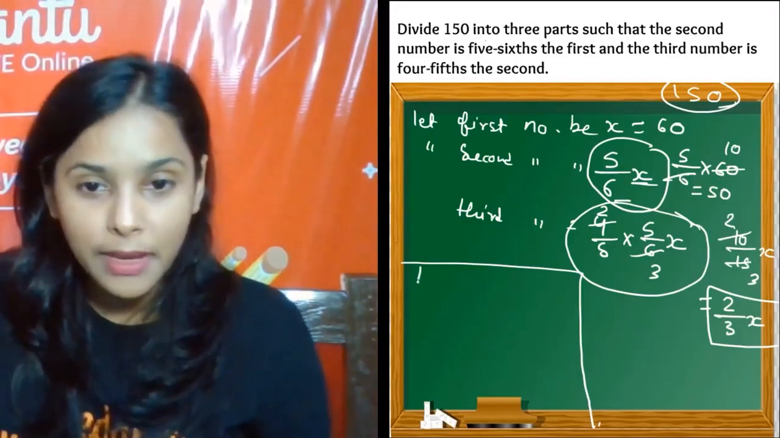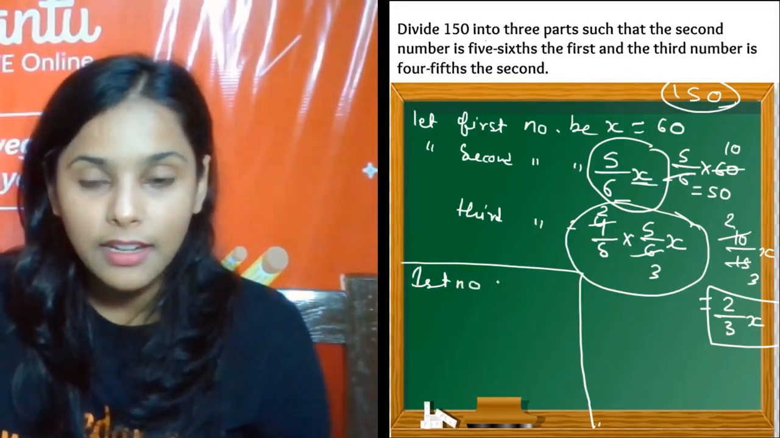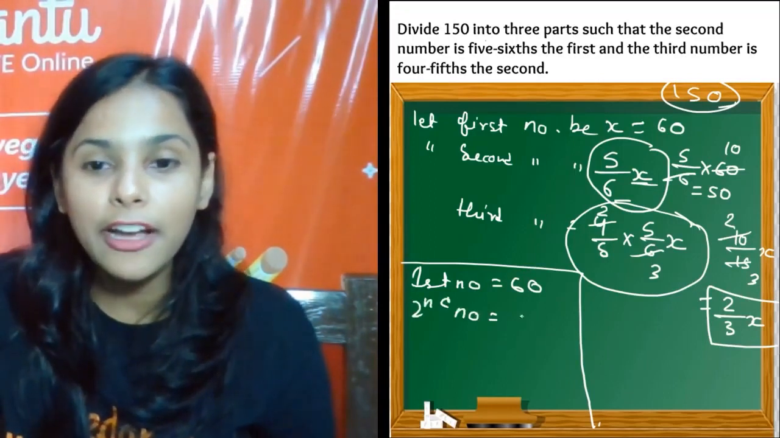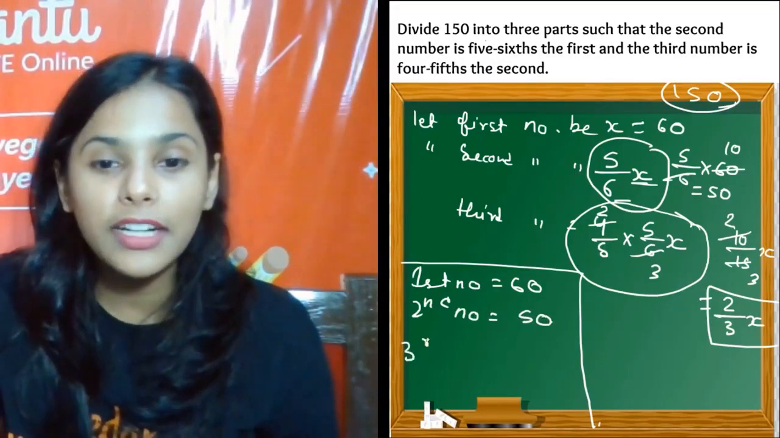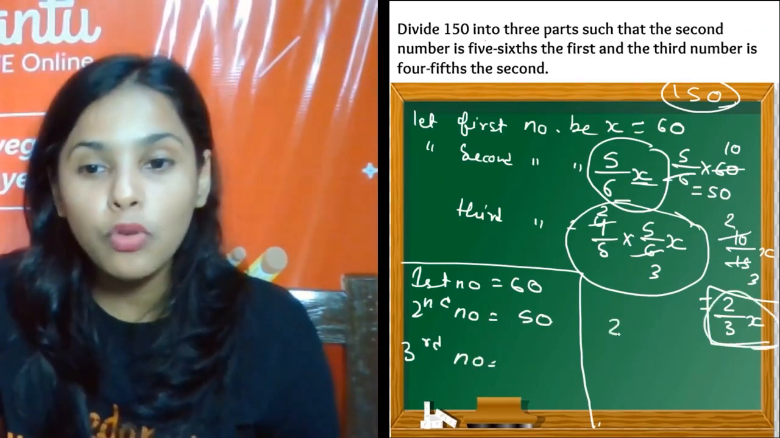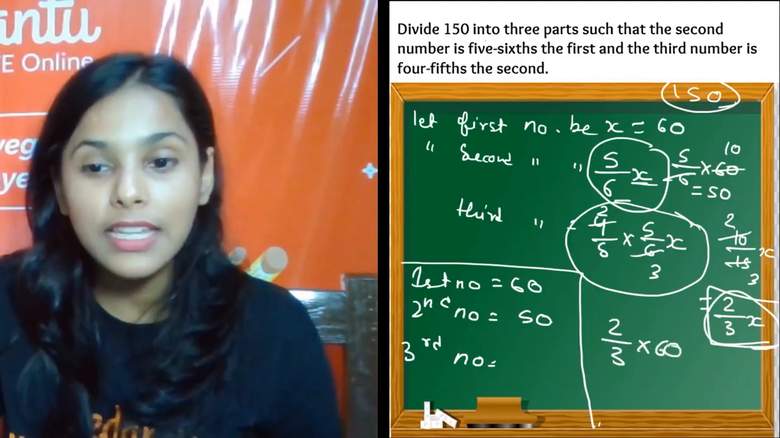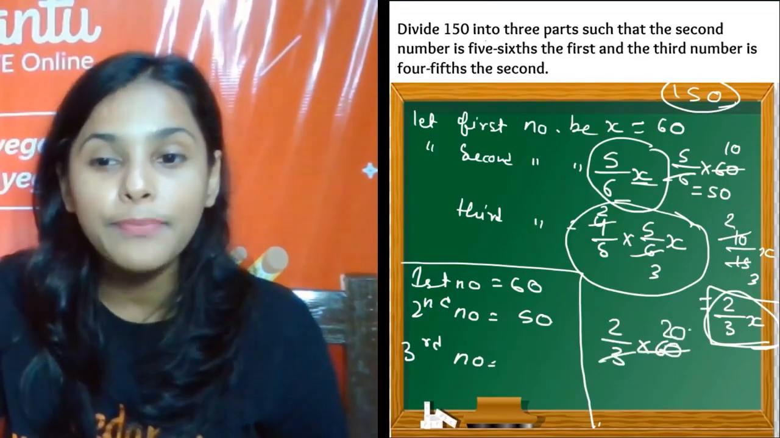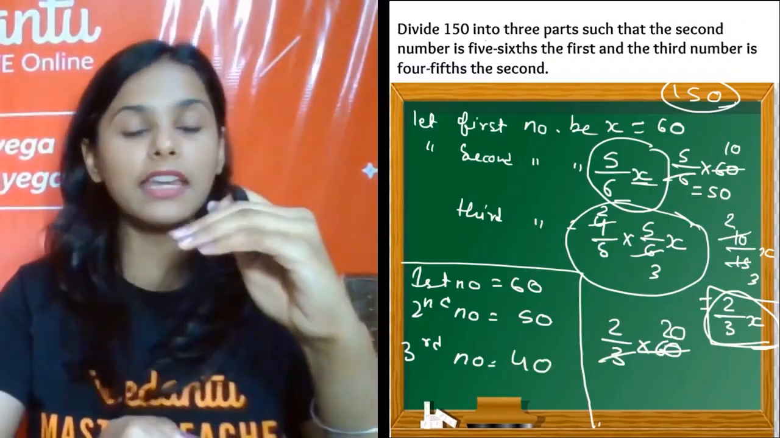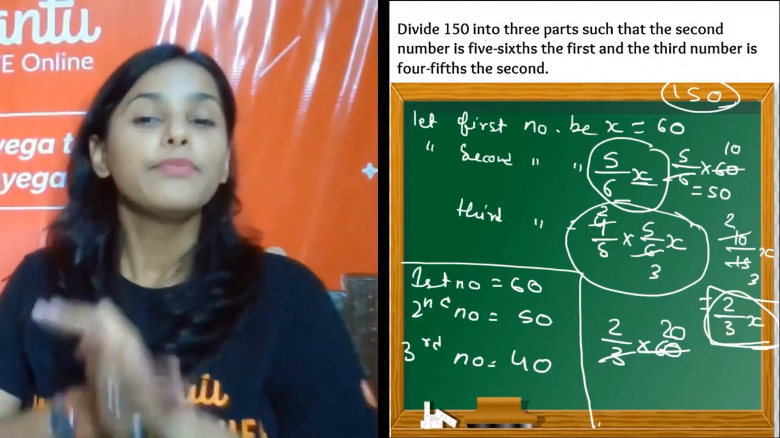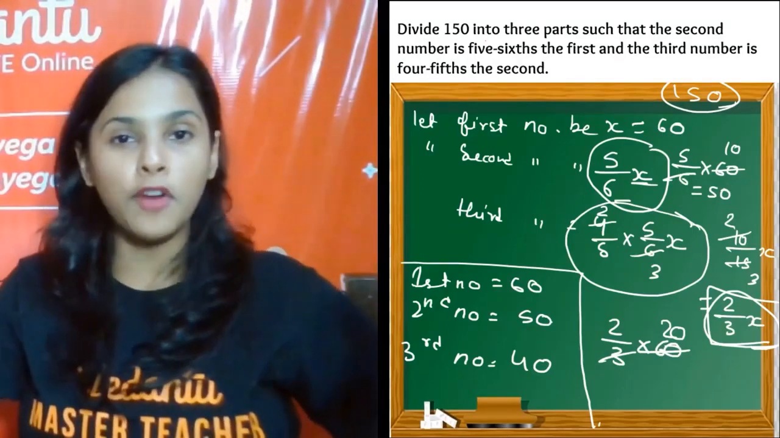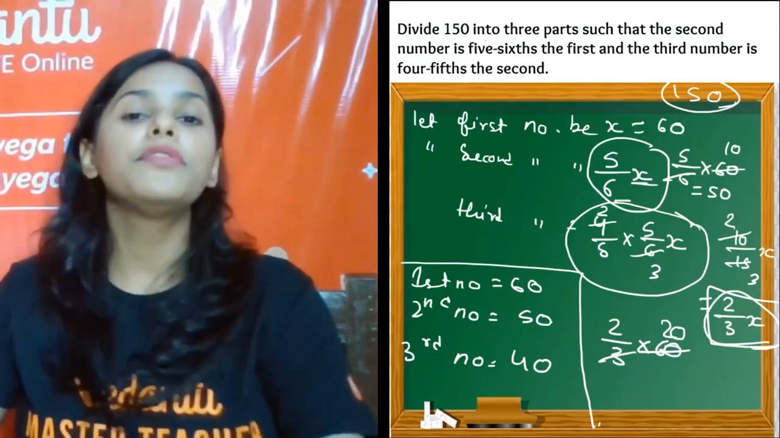तो first number आपका आ गया 60, x 60 आया था. second number आपका आ गया 50 और third number आपका आ गया 2 by 3x, that is 2 by 3 into 60. So 3 से 20 गया और 20 into 2 40. So first number 60, second number 50, third number 40. Now 150 when divided into 3 parts, that is 60, 50 and 40, you will get 150 again.